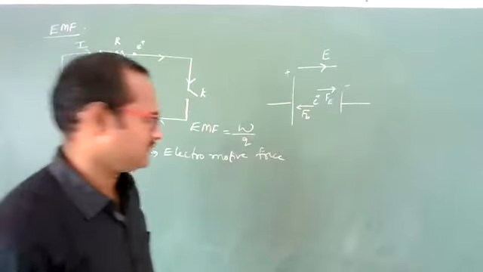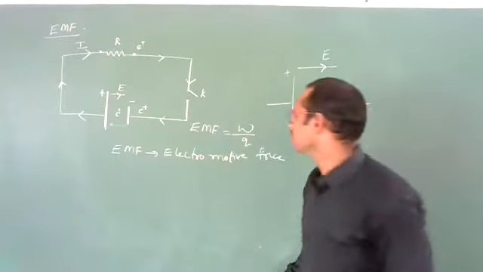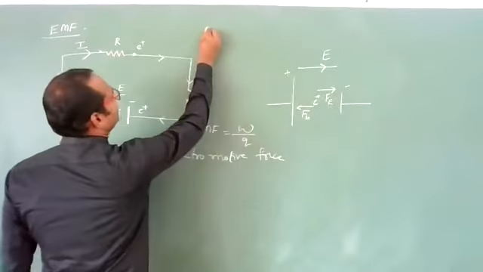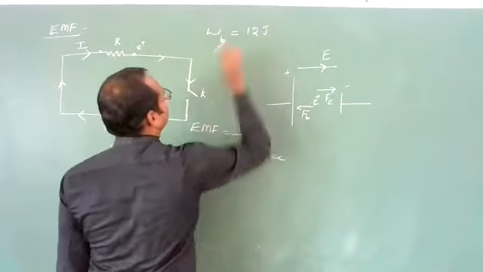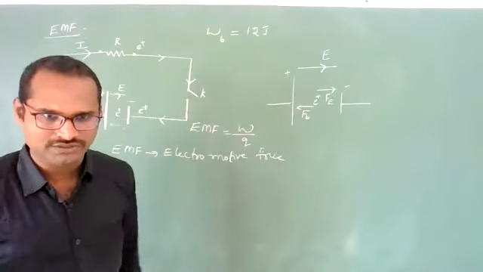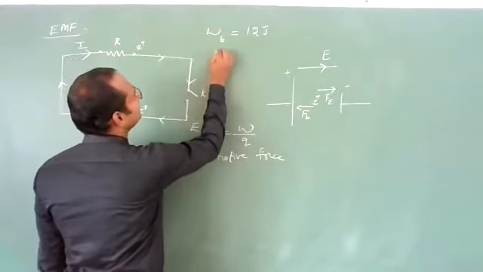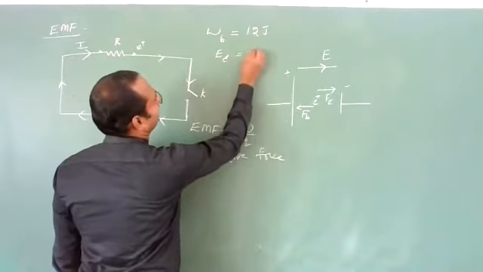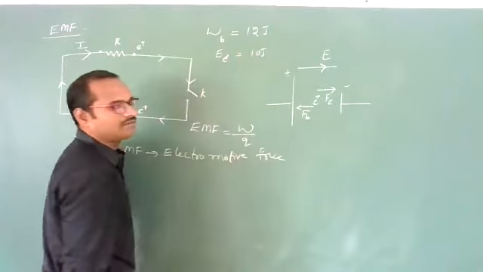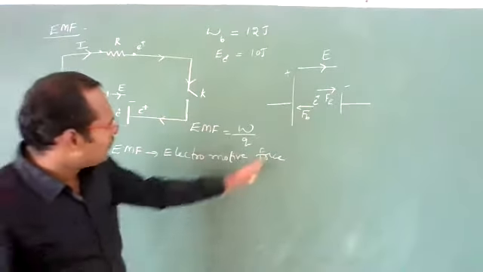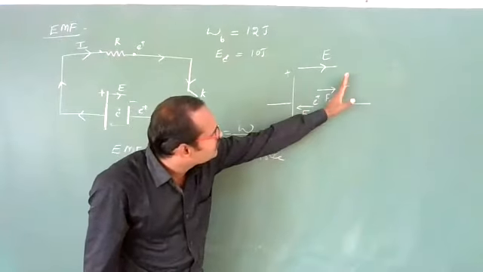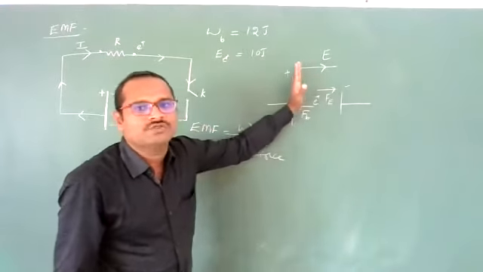With a numerical value, let us suppose the battery is performing some work of 12 joules. 12 joules of work it is doing. Now the energy gained by the charged particle, let us suppose, is 10 joules. Then some loss will be there while the battery is bringing this charged particle from the negative terminal to the positive terminal.